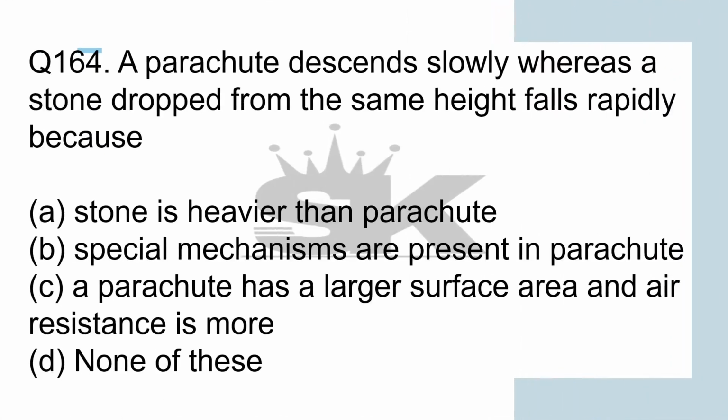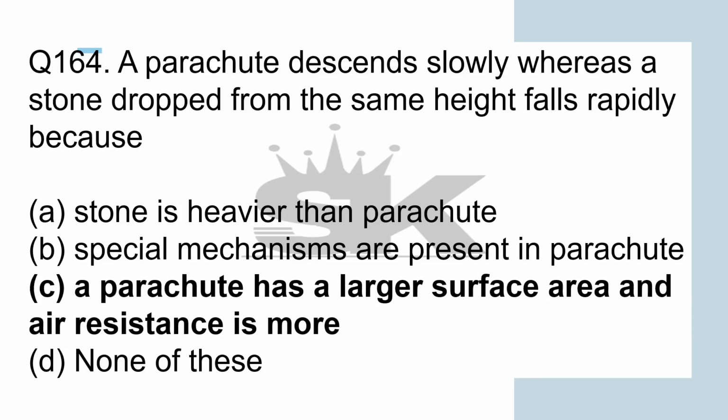A parachute descends slowly, whereas a stone dropped from the same height falls rapidly because of the large surface area of the parachute coming against the force of gravity, and hence it comes slowly, while the stone has a smaller surface area, so it comes quickly. So here the answer is: a parachute has a large surface area and air resistance is more.